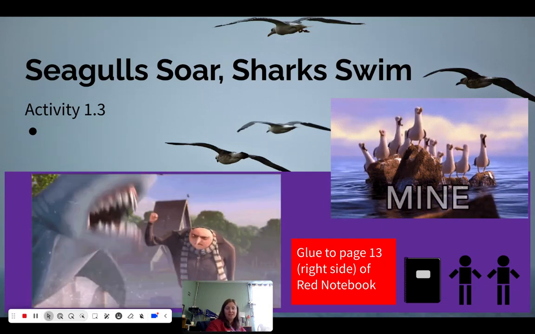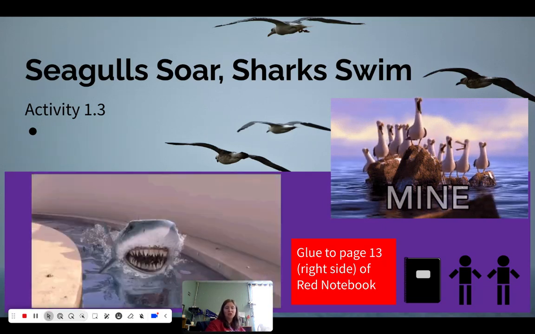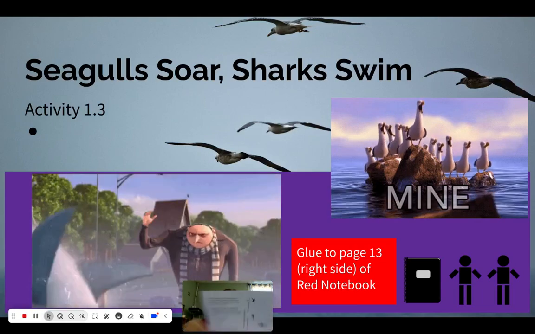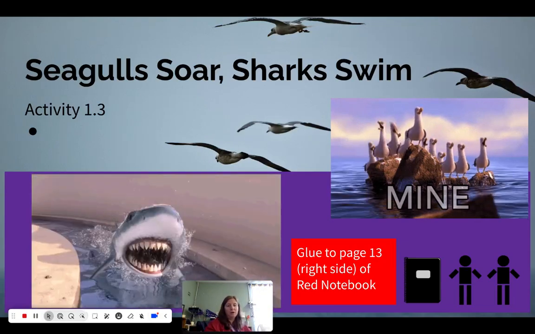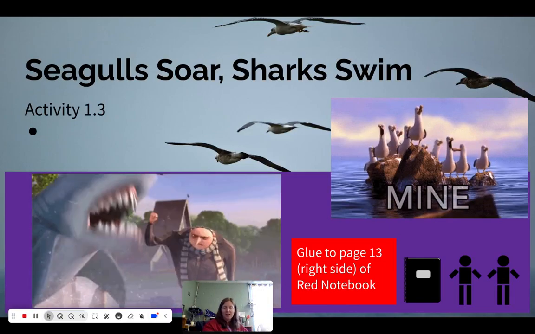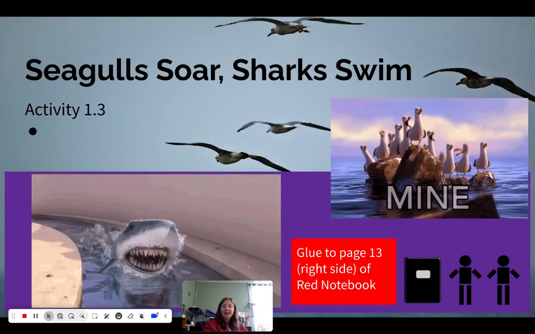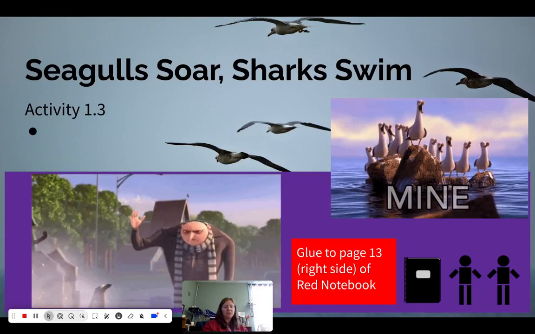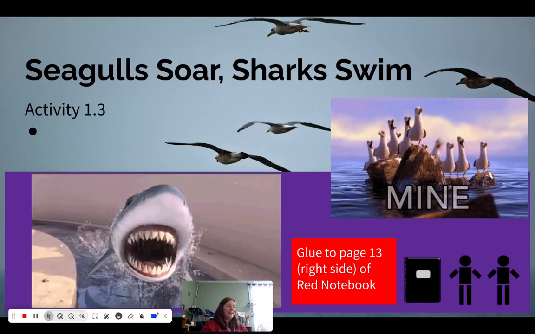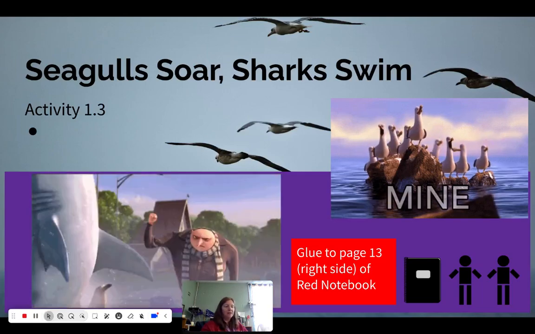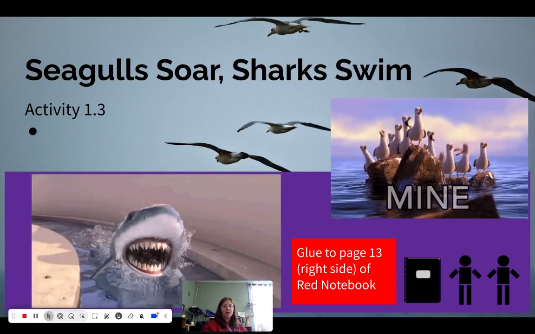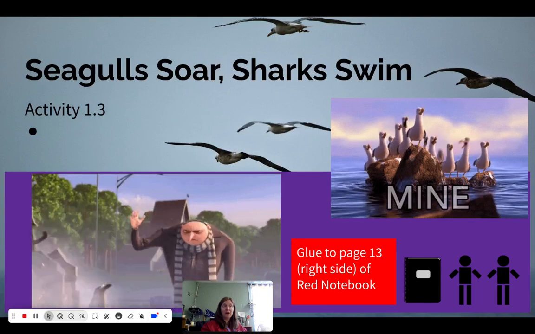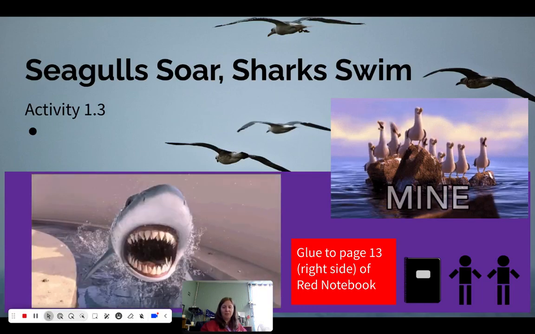All right, so before you get to this next activity, you need to glue the paper that looks like this to page 13 of your red notebook on the right-hand side. Pause the video, go ahead and do that. Find a partner or 2 or 3, no more than 4 in your group, to do this with you, because you can do this by yourself, but it's better if you have people to do it with you. So pause the video, do that. Then when you get your group together, come back and you all can watch the video together.